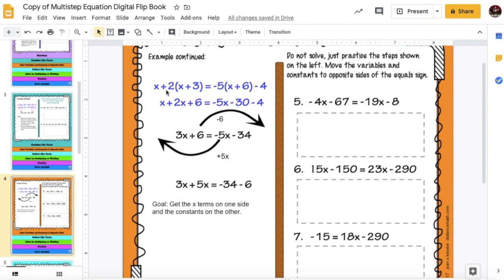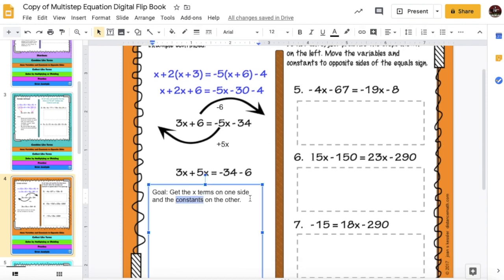So those steps are distribute, combine like terms, and then move the variables and constant to the opposite side of the equals sign. You'll know you're done when you have this. The x terms on one side and the constants on the other. So move things from one side to the other by doing the opposite.